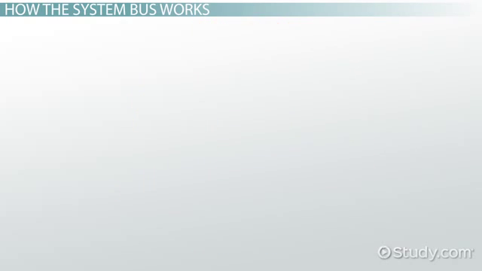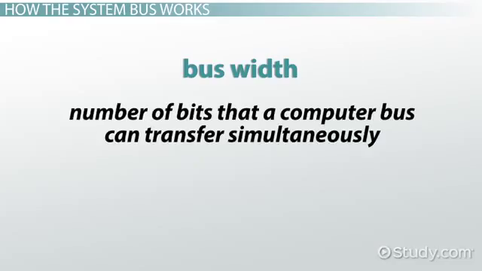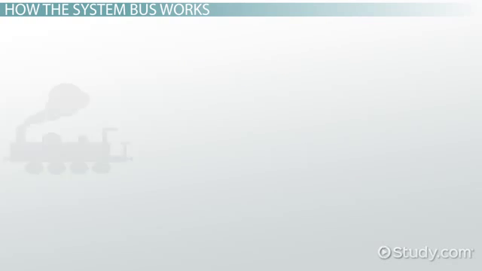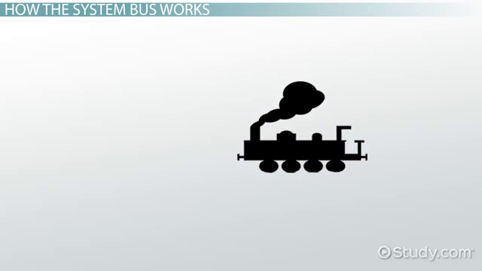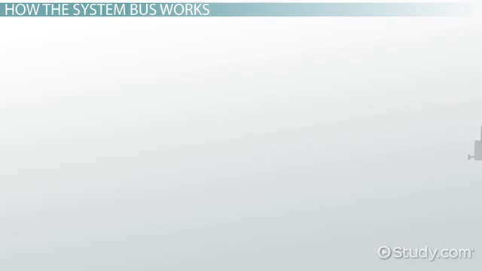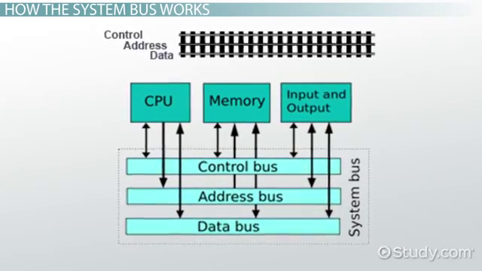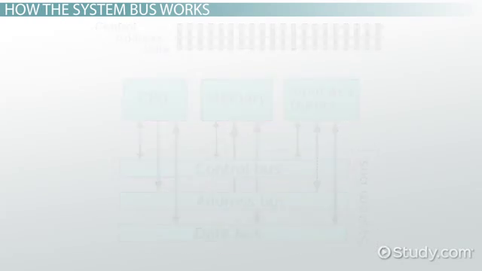We should explain a few more things to really get an idea of what a system bus is like. One thing about it is the bus width. That's the number of bits that a computer bus can transfer simultaneously. Another thing is the bus speed, which keeps the computer operations running smoothly and quickly. A very fast system bus is needed so that it doesn't slow down the computer's operations. In order to improve speed, several alternatives have been developed to the single system bus design shown earlier.